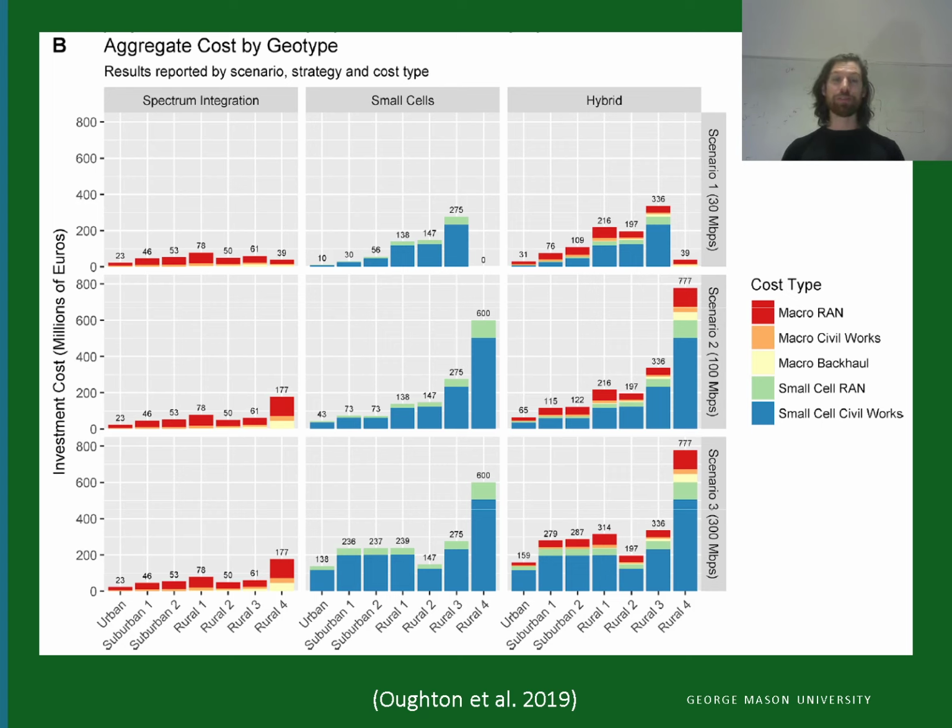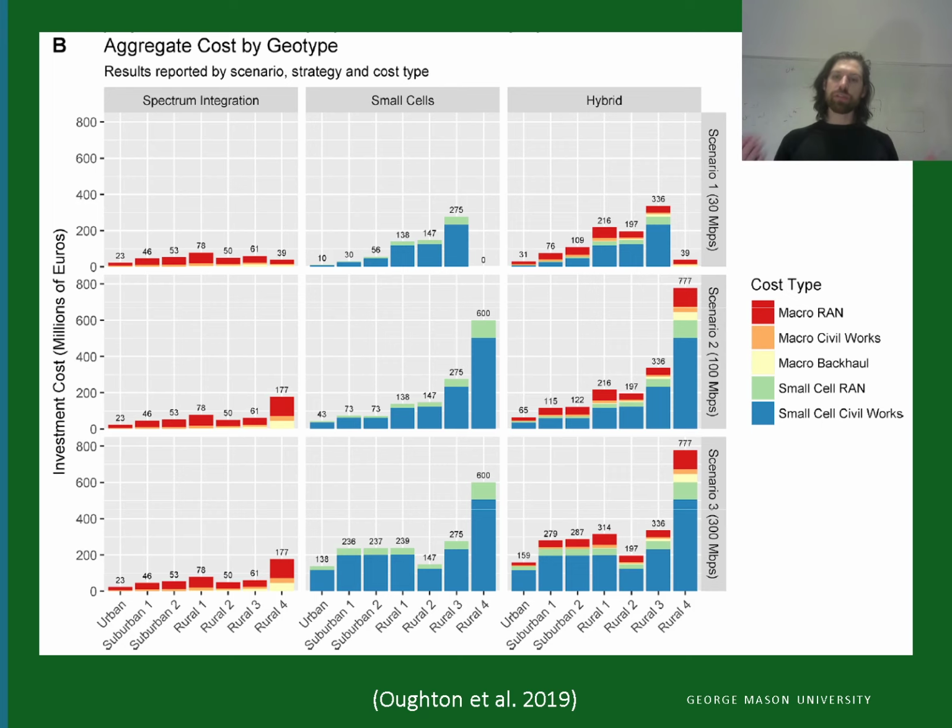Here I have different strategies on the y-axis: spectrum integration, small cell deployment, or hybrid network deployment. Just imagine that as 5G strategies. And then on the panel x-axis going across, I have the different amounts of capacity. Do we want to deliver users like yourself 30 megabits per second, 100 meg, or 300 meg? You're walking down the street, you want to stream a TikTok video or an Instagram video. It matters how much capacity you have, because that's going to dictate how quickly you're able to stream that content.